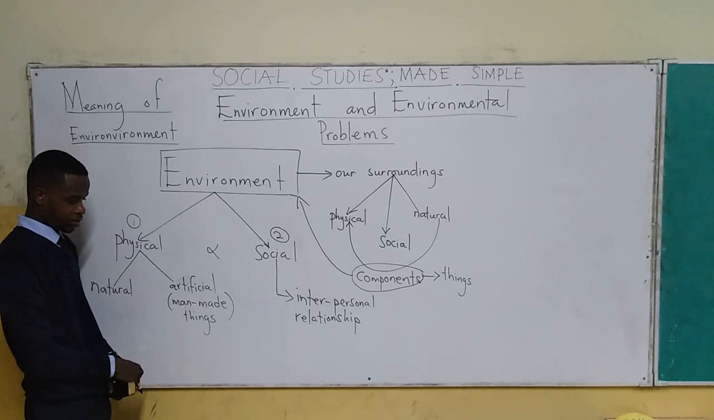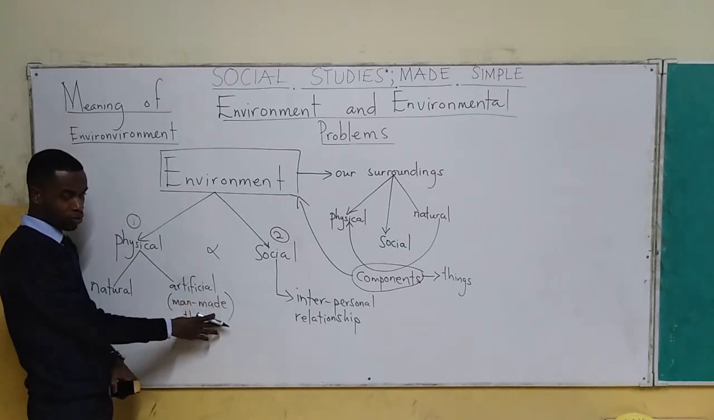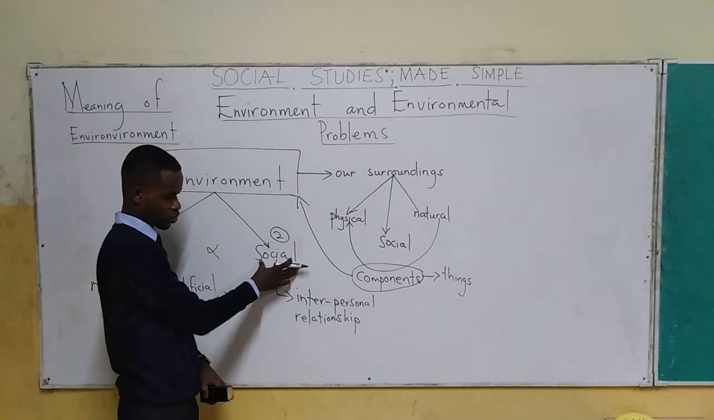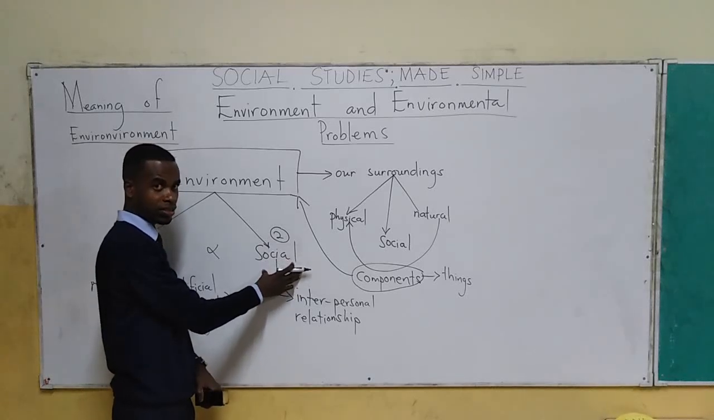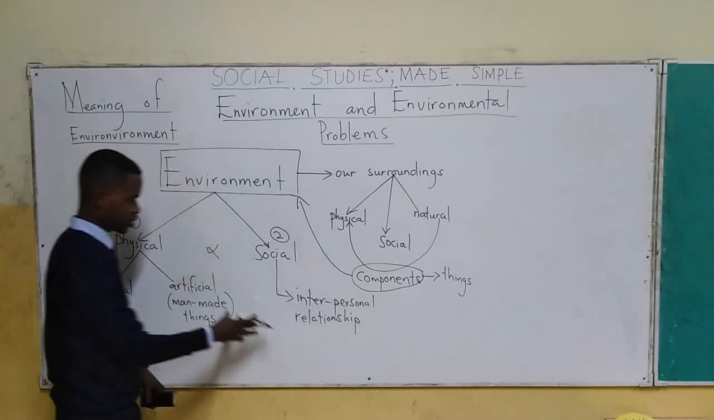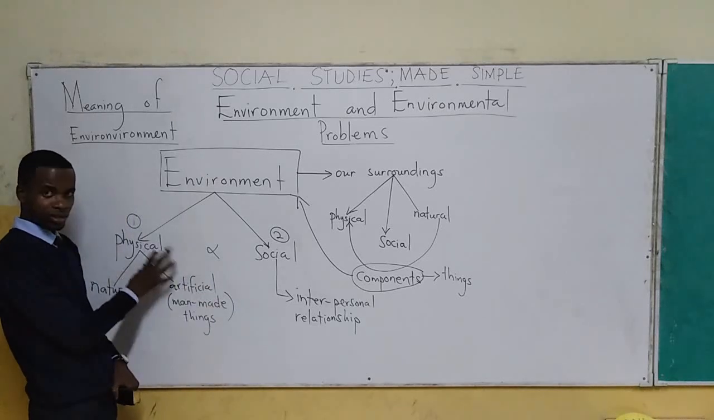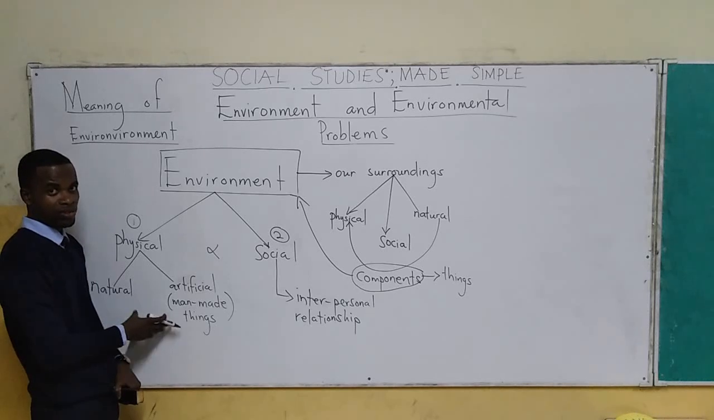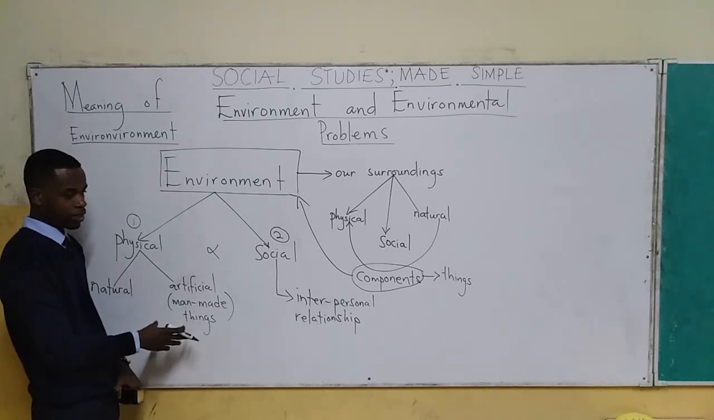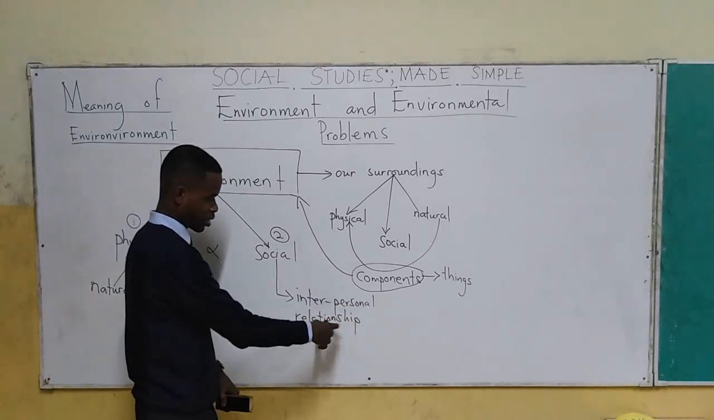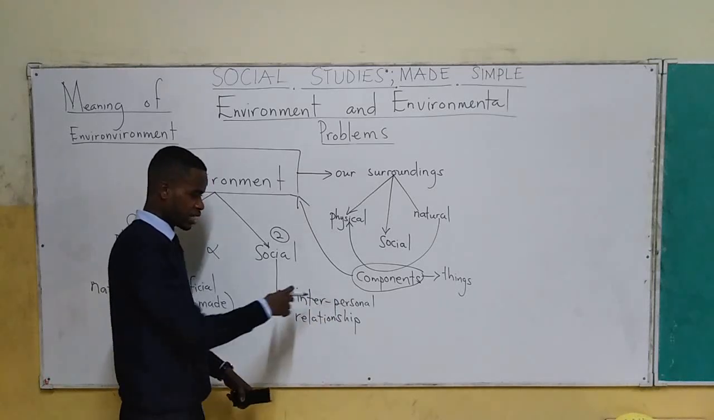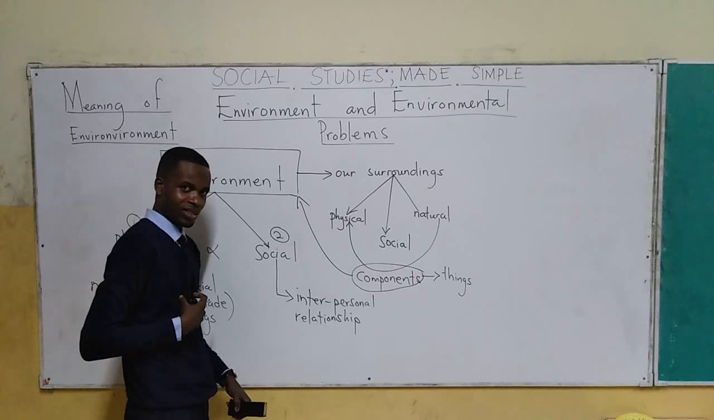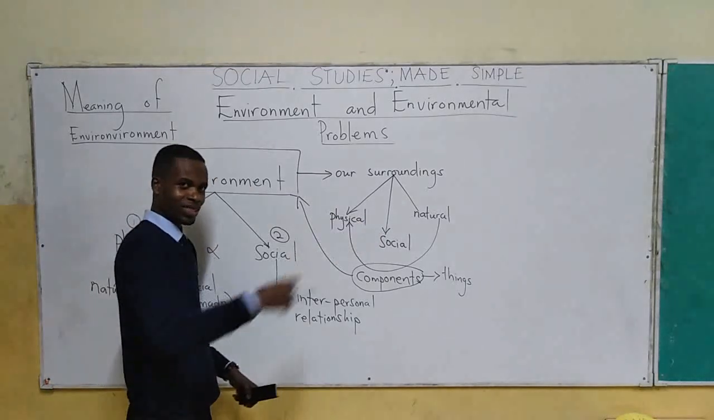To break it down further, the physical surrounding include our natural and artificial environment or surroundings. The artificial also mean the man-made things. Then we have the social environment. These are not tangible like what you find here, because you can see trees, you can see water bodies, you can see animals, you can see humans. But when you come to this one, it talks about the relationship, not within yourself. You can't relate with yourself.